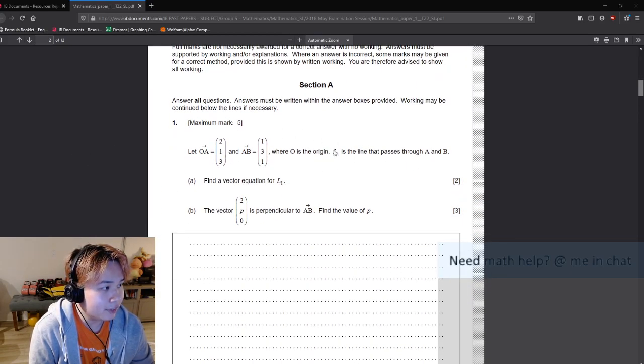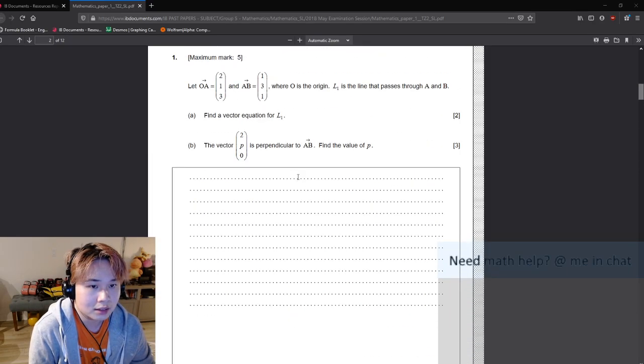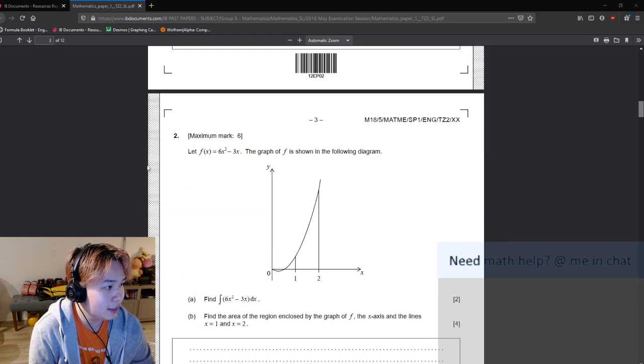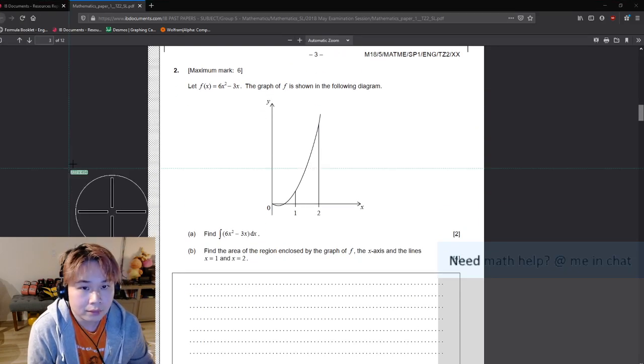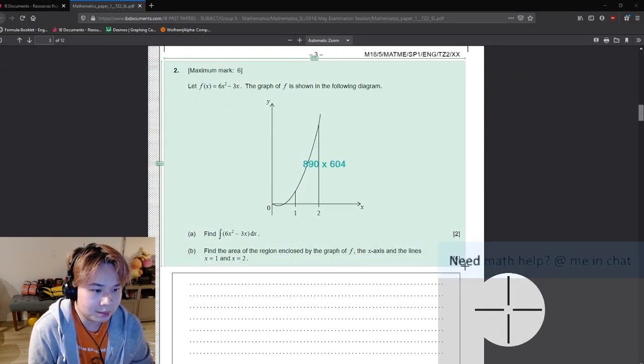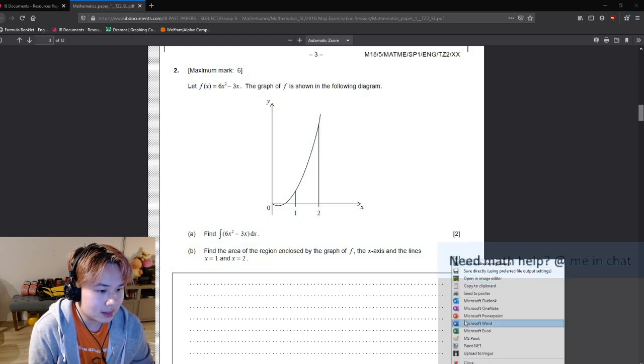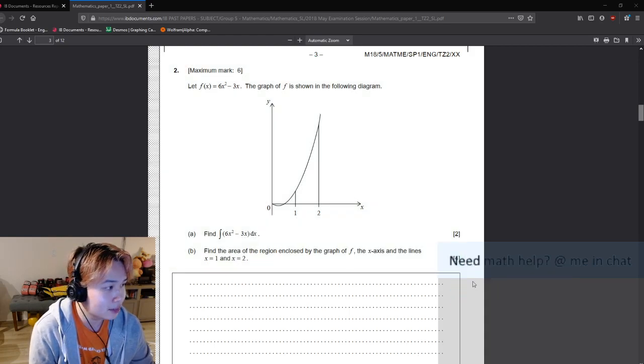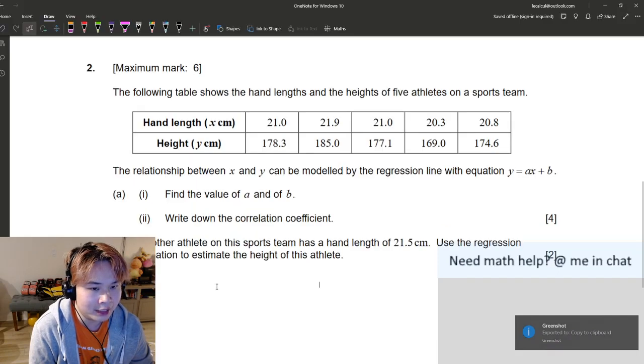We have a vector question. This is no longer part of the curriculum, so I'm gonna skip that one. And then let's just jump into number 2. So I guess it kind of balances out. I did a number 1, and then now I'm on to number 2.